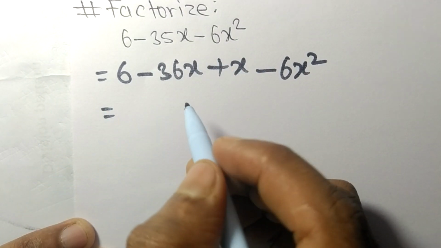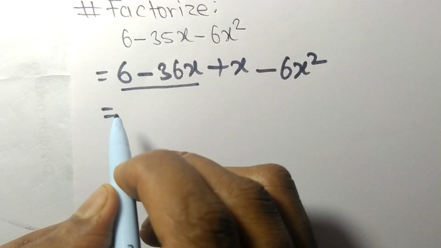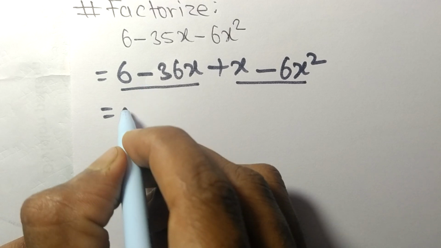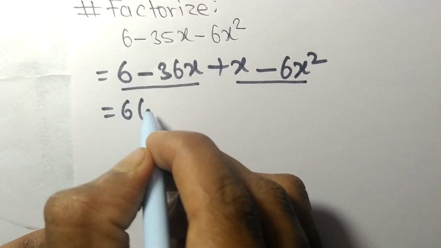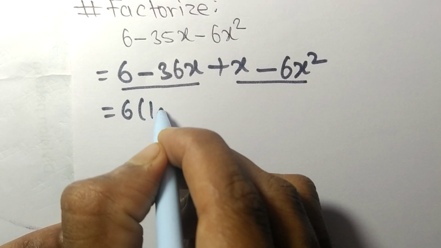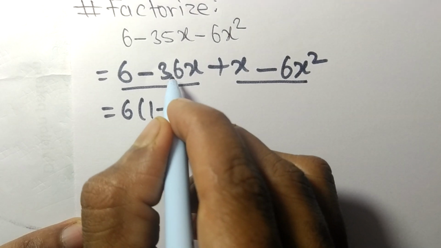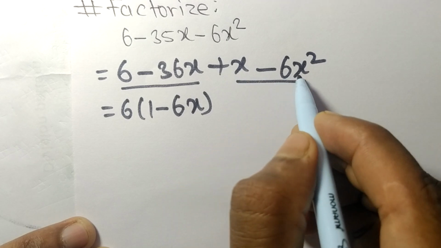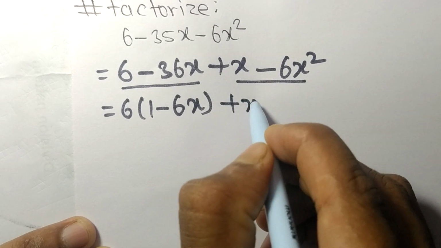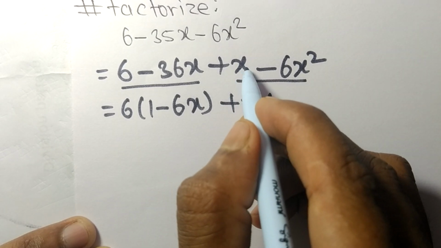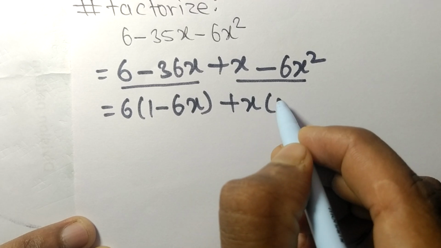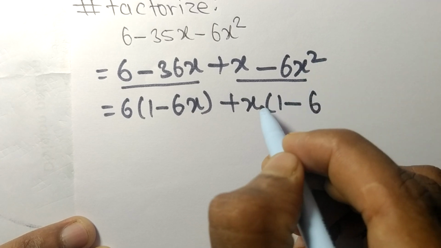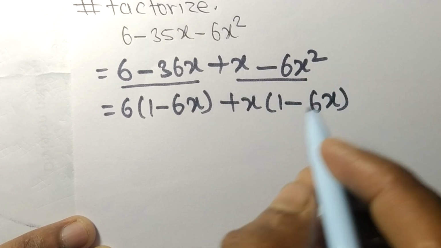Now we find the common factor in the first two terms and in the last two terms. Both of the first contain 6, so the remaining is 6 times 1 means 6, minus 6 times 6 means 36x. In the last two, the common factor is plus x. There is nothing left in the first, since x already came, so the remaining is 1 minus 6x, and 1x came, so the remaining is x.